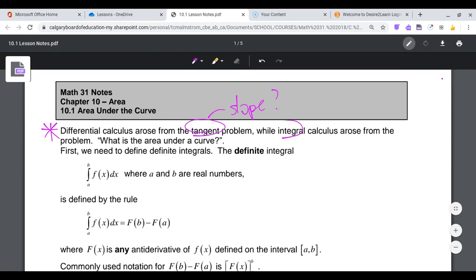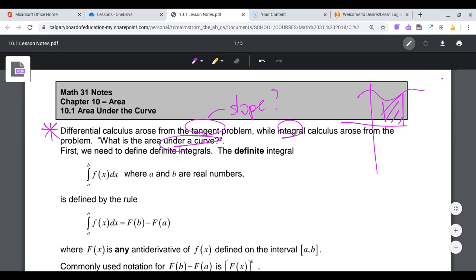Now we're looking at integral calculus, and it arose from the problem, what is the area under a curve? So if we've got some funky little curve happening and we want to know the area under it, how do we calculate that? So this is what we're going to look at today.